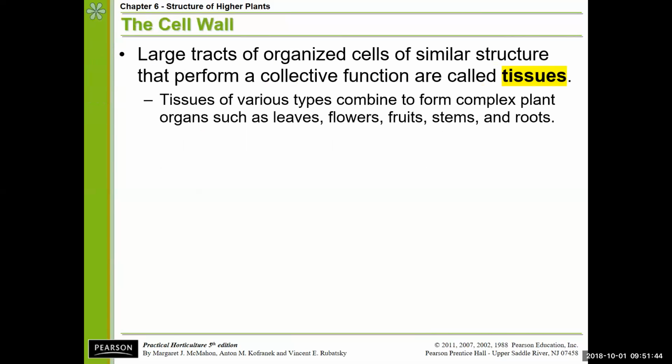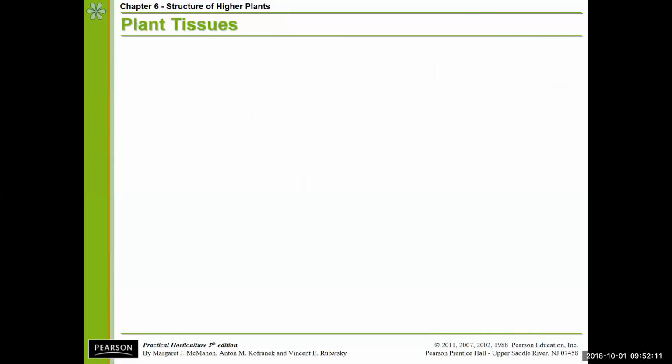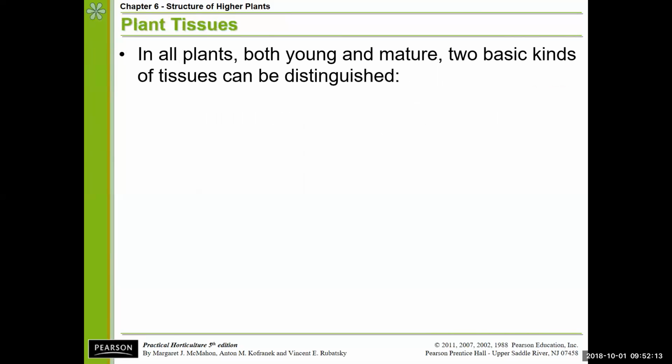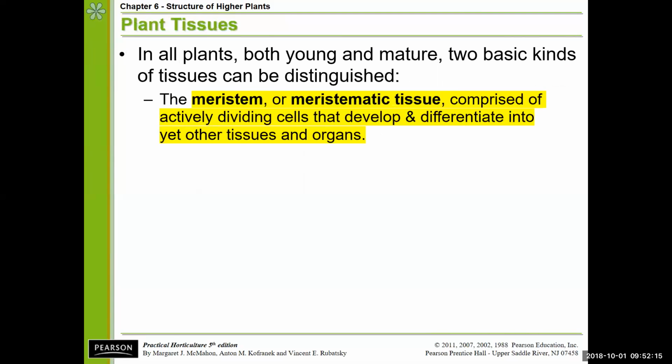Whenever we have large areas of organized cells of a similar structure, they create tissue. Just like in people, it's the same deal. We have a lot of different cells, and within the cells, we have the organelles that have their specific jobs. Multiple cells come together to create tissues, and then tissues create organs, and so on and so forth. Of course, the organs are a little bit different in plants than they are in people.